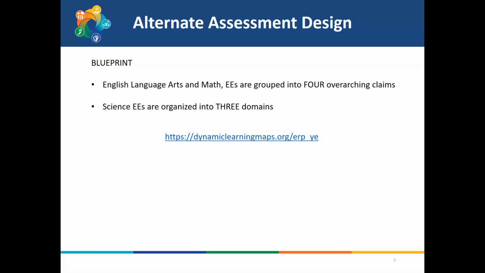Each of the subject area assessments has a blueprint. ELA and math are grouped into 4 overarching claims, and the science assessment is organized into 3 domains. I will now show you how to navigate to the site and access the blueprints. For your reference, the direct link is provided on the screen.